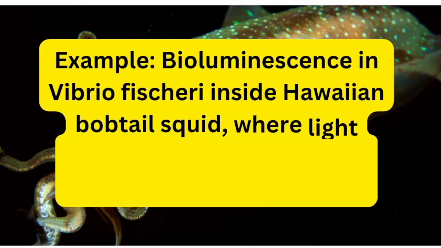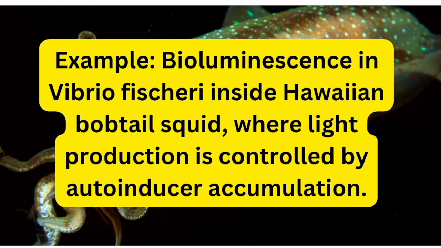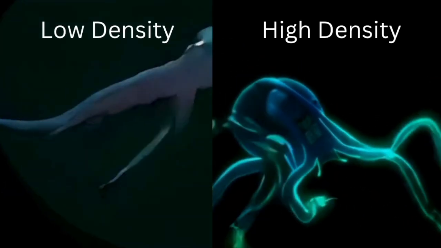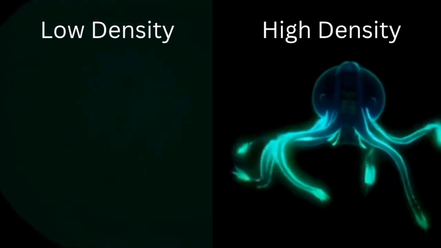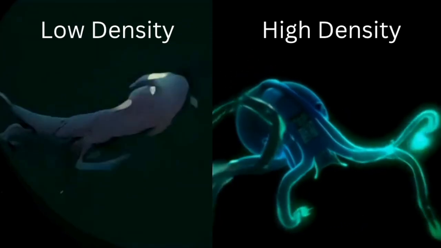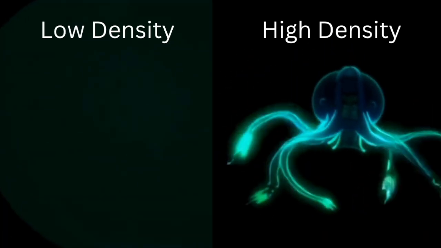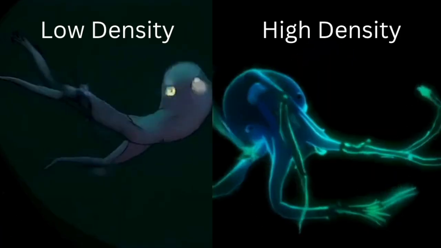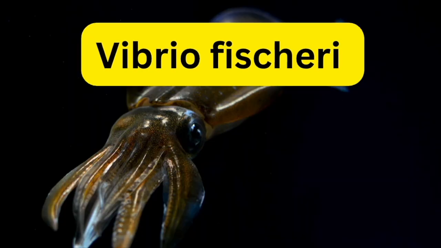An example is the bioluminescence in Vibrio fischeri inside the Hawaiian bobtail squid, where light production is controlled by autoinducers. On the left we have low density, not showing bioluminescence, which is a low accumulation of Vibrio fischeri. And on the right we have the high density, which is showing bioluminescence. So let's get into Vibrio fischeri.